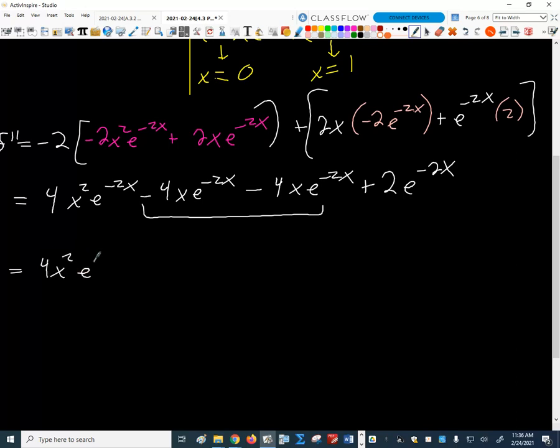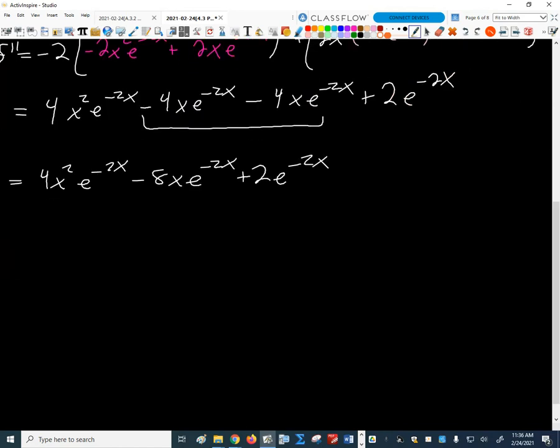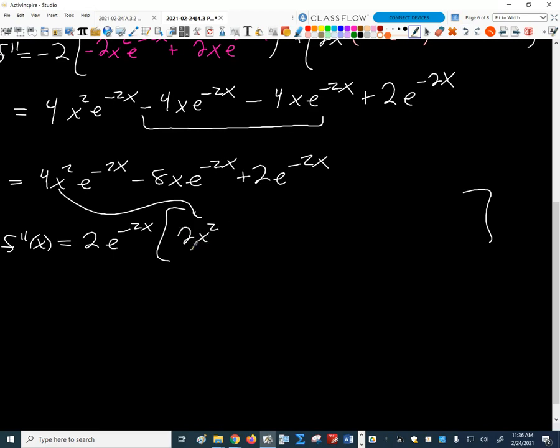So I get 4x squared e to the negative 2x minus 8x e to the negative 2x plus 2 e to the negative 2x. And now I could factor out a 2 e to the negative 2x. And what's left behind? So I'm getting 2x squared minus 4x plus 1.